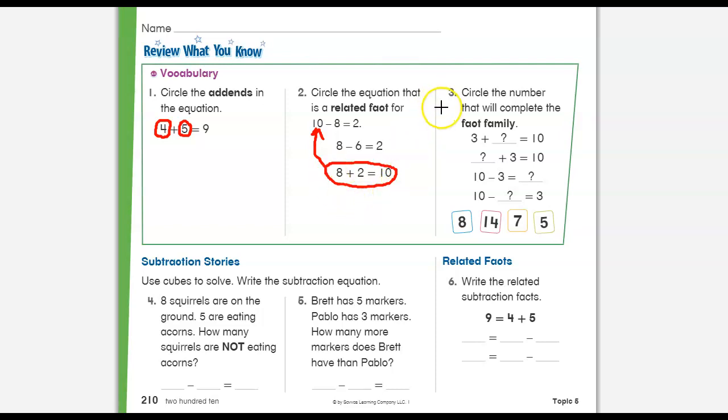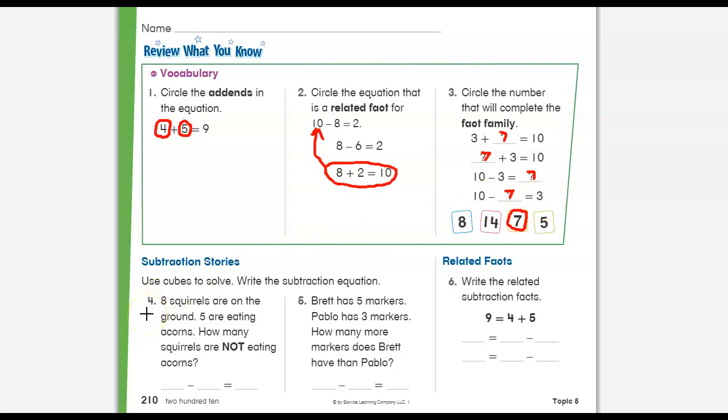On number 3, we had to circle the number that would complete this fact family. The number that we should have chosen on number 3 would be 7. When you plug in 7 to each of these missing parts, every equation works out. 3 plus 7 is equal to 10. 7 plus 3 is equal to 10. 10 minus 3 is equal to 7, and 10 minus 7 is equal to 3.